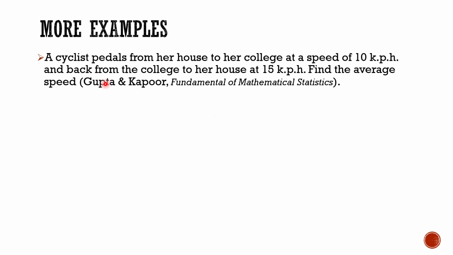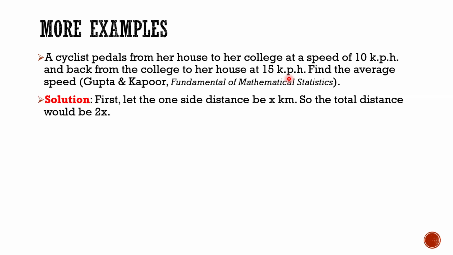This example is from the book Fundamentals of Mathematical Statistics from Gupta and Kapoor. A cyclist pedals from her house to her college at a speed of 10 km per hour and back from the college to her house at 15 km per hour. Find the average speed. Here too, because you'll have to calculate the rates, you should definitely use the harmonic mean, not the simple arithmetic mean. It means 10 plus 15 and dividing it by 2. You will not get the real mean in that case. So we'll avoid the arithmetic mean here, and we'll get to the harmonic mean.